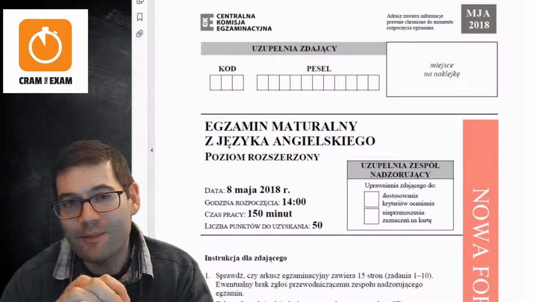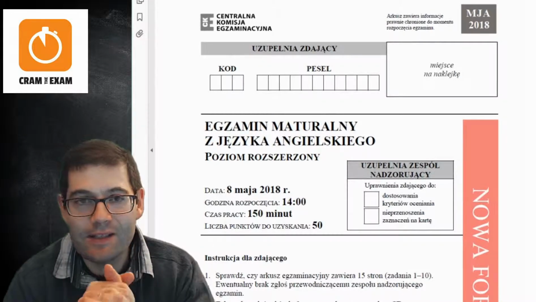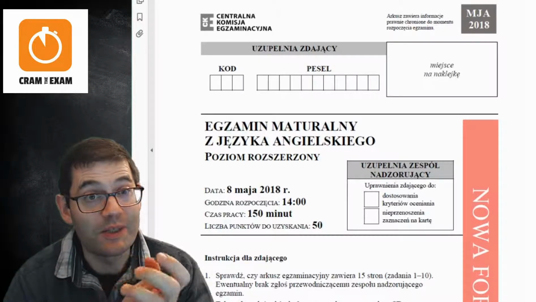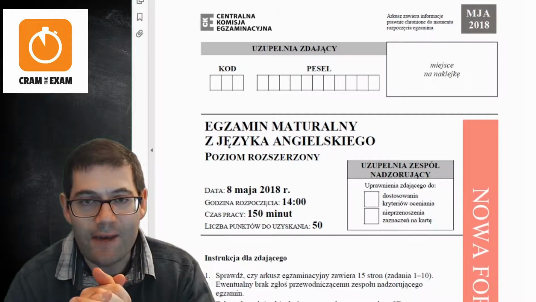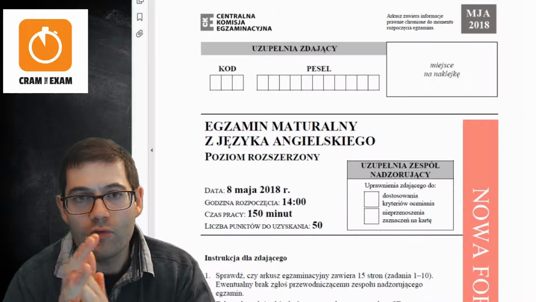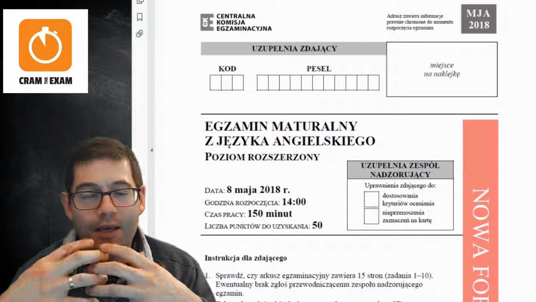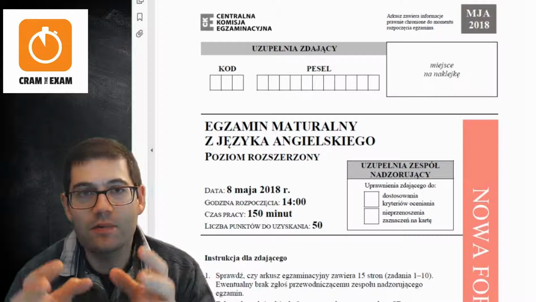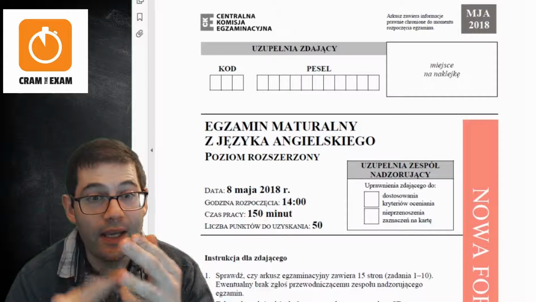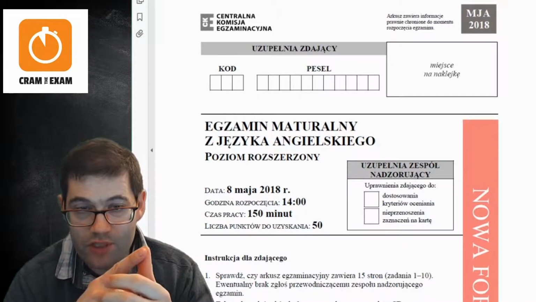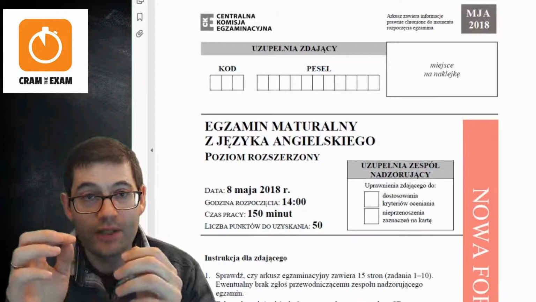My name's Simon from CramTheExam, and as you can see over my shoulder, you can see the Matura Advanced paper, the new Matura Advanced paper from 2018 for the English exam. In this video I want to have a look at the Matura papers, the old one and the new one, to see the similarities between those papers, the types of questions, the levels, and if you can use the Cambridge materials for the CAE and the FCE to get ready for the Matura Advanced.